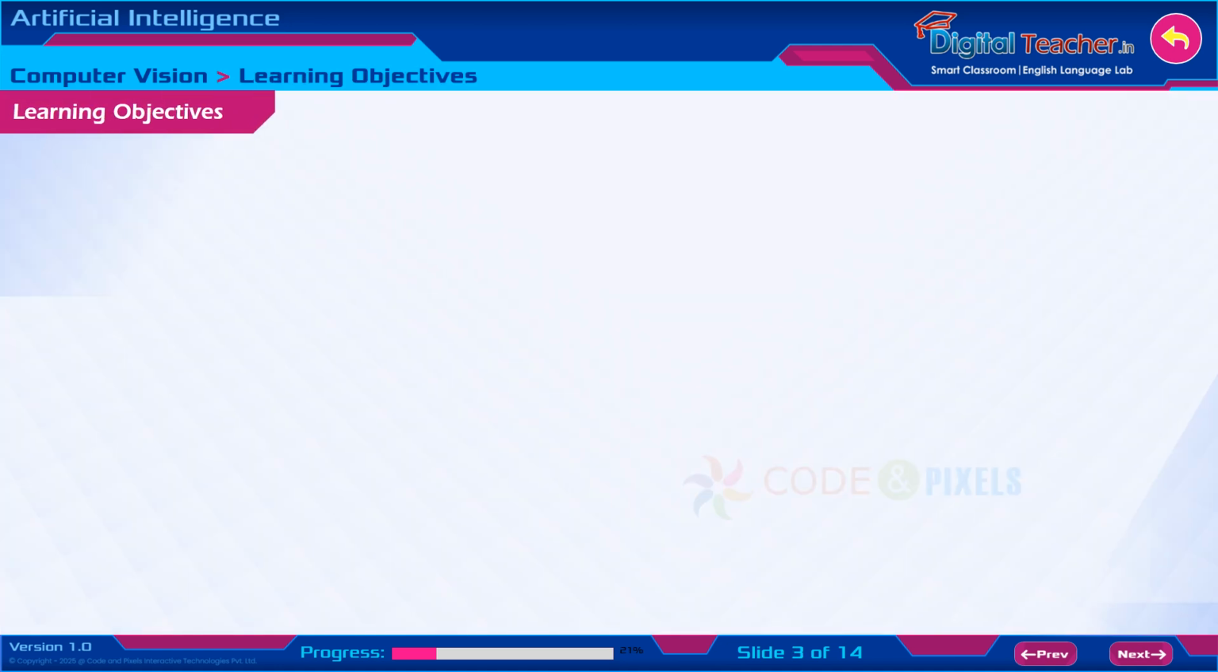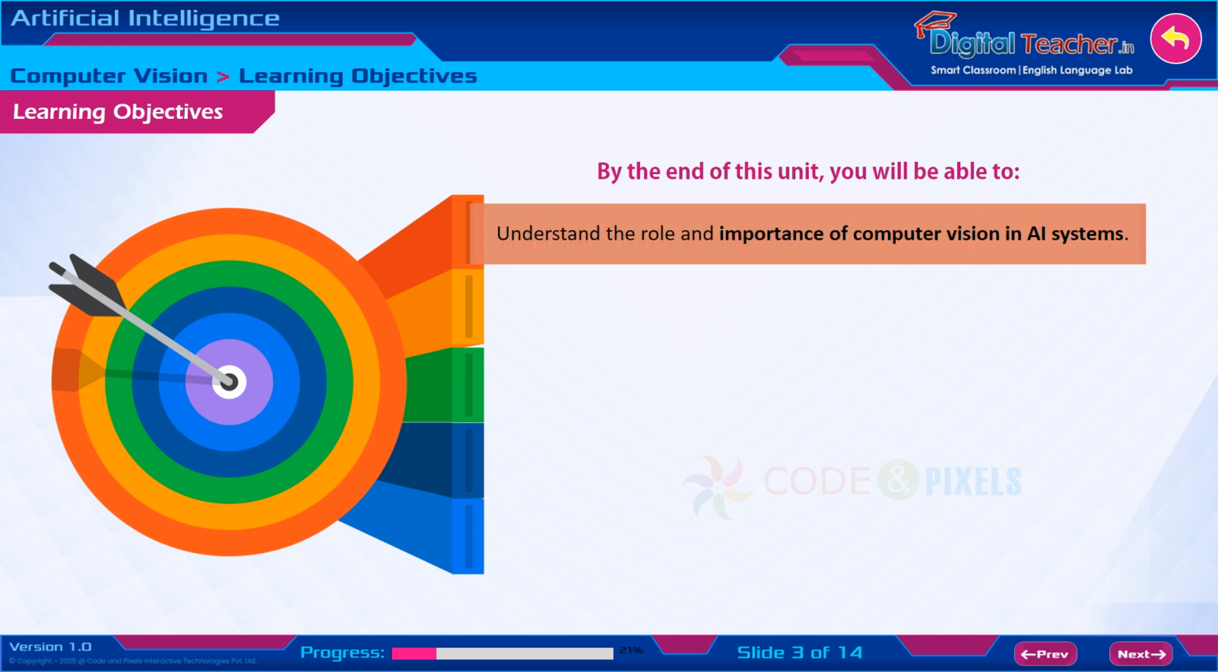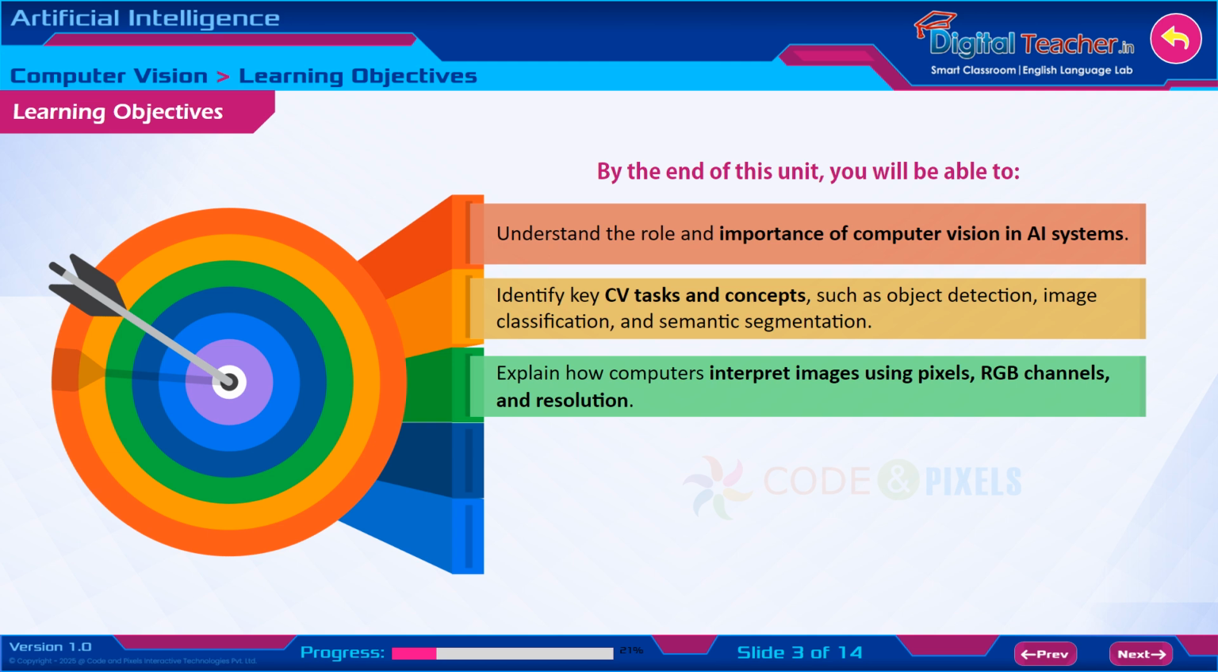Learning objectives. By the end of this unit, you will be able to understand the role and importance of computer vision in AI systems. Identify key CV tasks and concepts, such as object detection, image classification, and semantic segmentation. Explain how computers interpret images using pixels, RGB channels, and resolution.